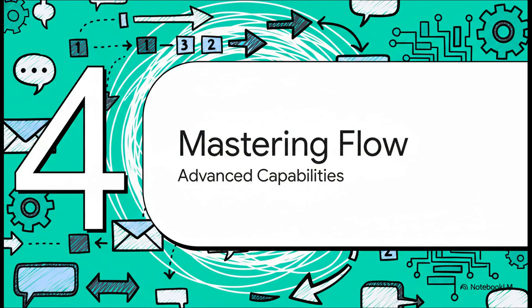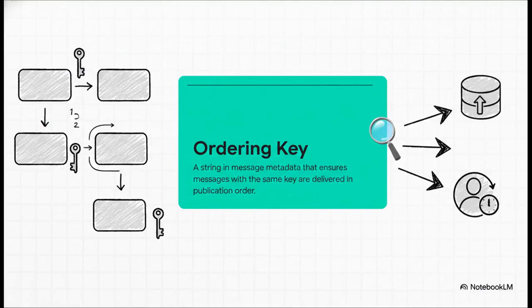All right, let's level up and talk about some of the more advanced capabilities. So far, we've assumed that the order of messages doesn't really matter. But what if it does? What if for your app, the sequence of events is absolutely everything? Think about something like updating a user's account balance or tracking the status of a delivery. The order is critical. For situations just like this, PubSub offers a feature called an ordering key.